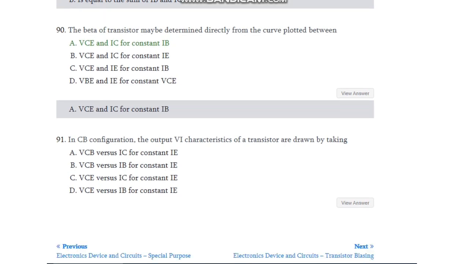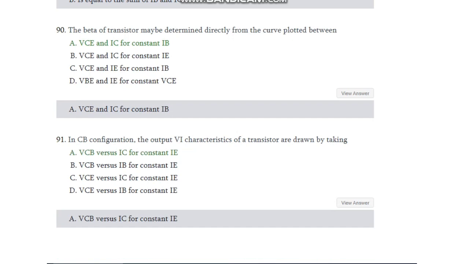Next question is the last question. In CB configuration, the output VI characteristics of a transistor are drawn by taking what? Four options are given, and the answer is A, that is VCB versus IC for constant IE.